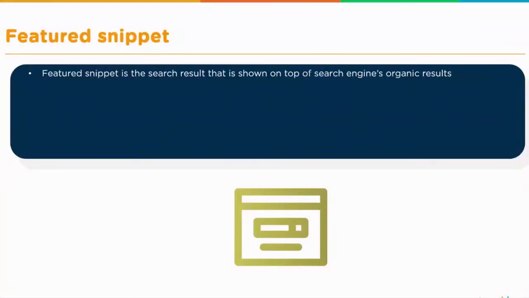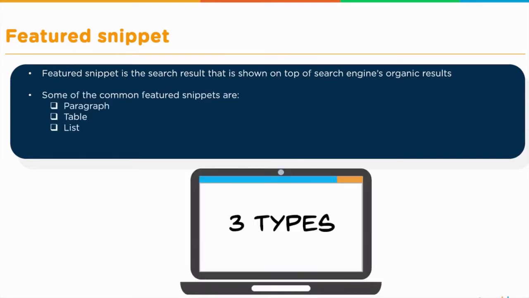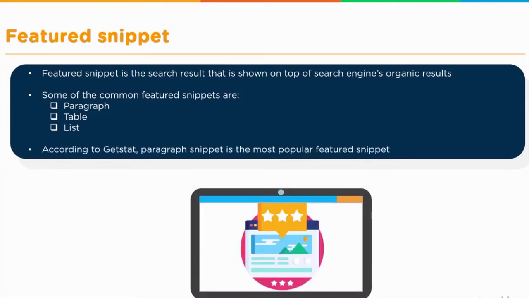So let's talk about featured snippets. Featured snippets is the search result that generally shows up at the top of the search engine organic results. So it's informational content and you'll see it above organic results, but you'll also see it below search advertising. Some of the common featured snippets you may see are in the form of a paragraph, a table, or a list. Paragraph snippets tend to be the most popular. And let me show you an example of a featured snippet.